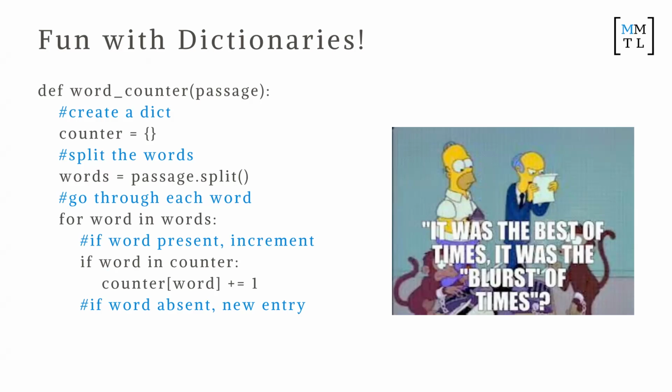So counter word plus 1, in this case, say it's the second time we're seeing the word it, counter word is once because we've seen it once already. We add another time, so it becomes 2, and then we update the dictionary to say 2 instead. Okay, so we do that in a single line. And then if the word is absent, we have to create a new entry, which is at 1. Does that make sense? Okay, and then we return counter because we want to return the dictionary.